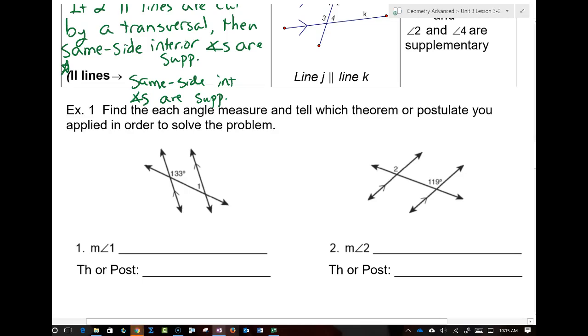So the very first one, I want to know the measure of angle 1. How do I find the measure of angle 1, guys? Abby. You subtract 180 by 133.